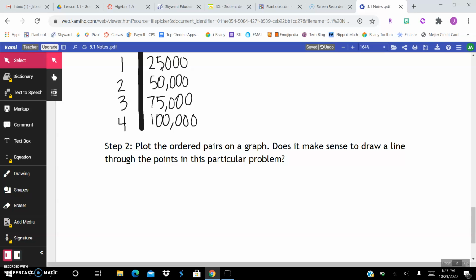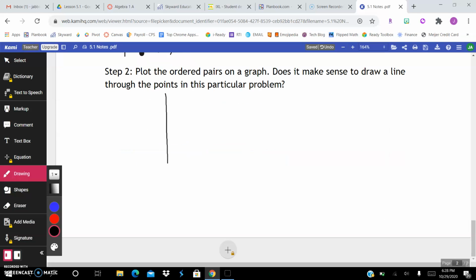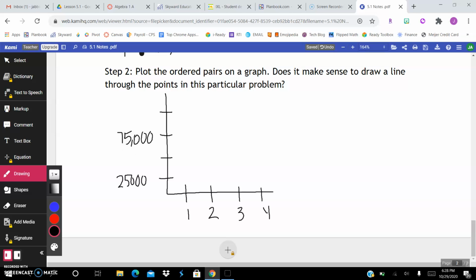And then step 2 says plot these ordered pairs on a graph, and does it make sense to draw a line through the points in this particular problem? So let's graph it first. Remember our x's were 1, 2, 3, and 4 that we picked. Those are our years. And then we went up by 25,000s. Just going to label every other one there. So 1 was 25,000, 2 was 50,000, 3 is 75,000, and 4 was 100,000.